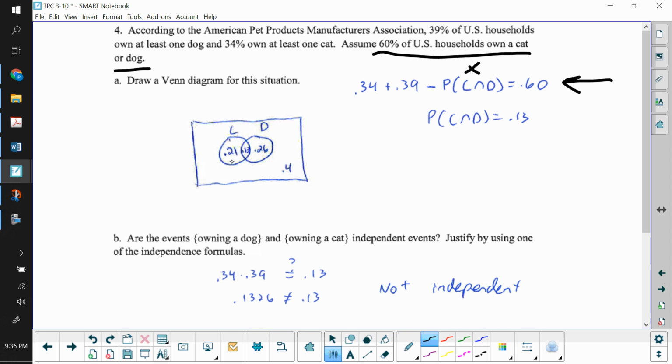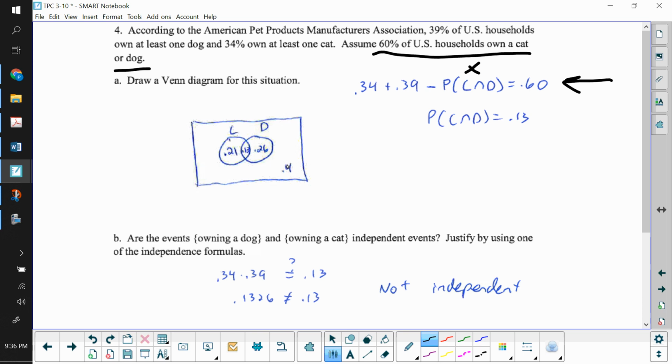The entire dog circle has to add up to 30, what do we have for dogs? 39% for dogs. We already used 13% of it in the middle, so 26% for the dogs only. And then your leftover is what goes outside, so we had 40%.